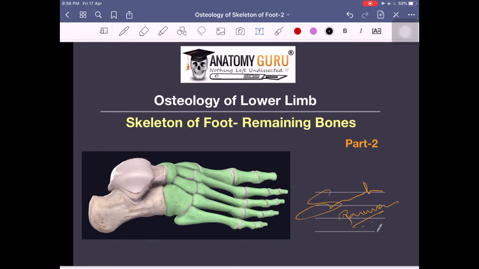The remaining bones I have highlighted in green color. You can see there is navicular, cuneiform, cuboid, metatarsal and phalangeal bones. Here we will not get into detail, only superficial information is required so that it helps us to understand the arches of foot in the later part of our classes. So let us begin the remaining part.